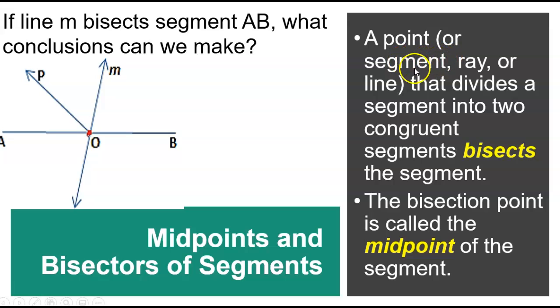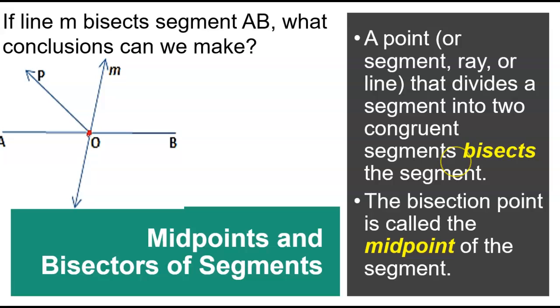A point or segment, ray, or line that divides a segment into two congruent segments bisects the segment. So the word bisect, when do we use it? It could be a line, a ray, or segment that is the bisector, that is the cutter, the knife to cut the segment. So watch which one bisects and which one is being bisected. That is very important because lines cannot be bisected, rays cannot be bisected because they keep going forever. Only line segments can be bisected.